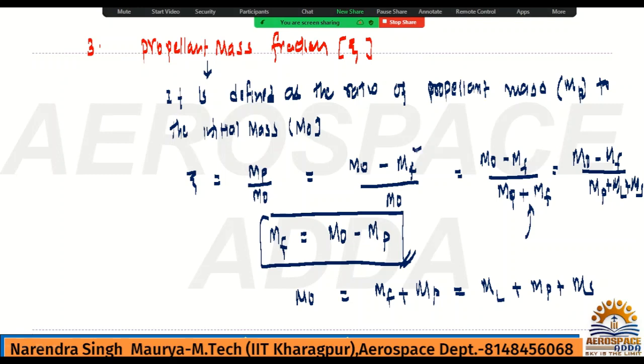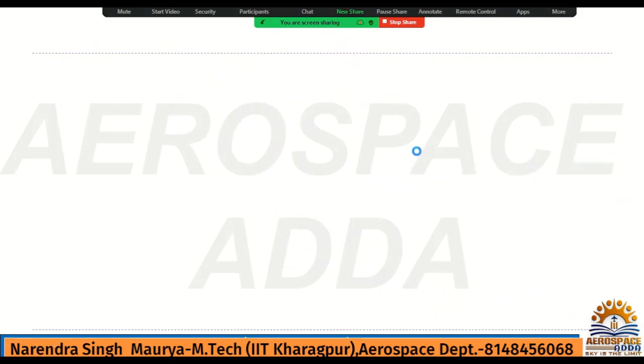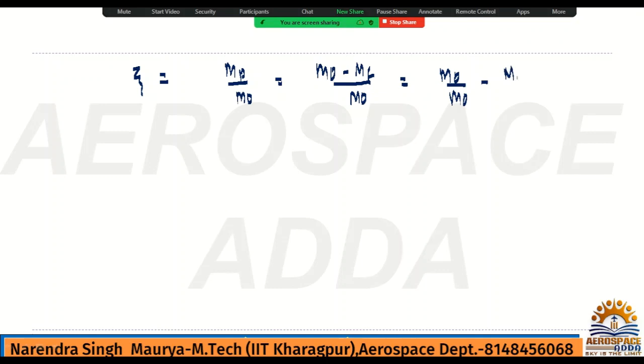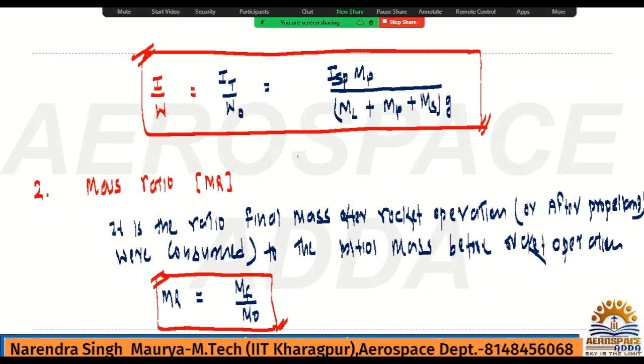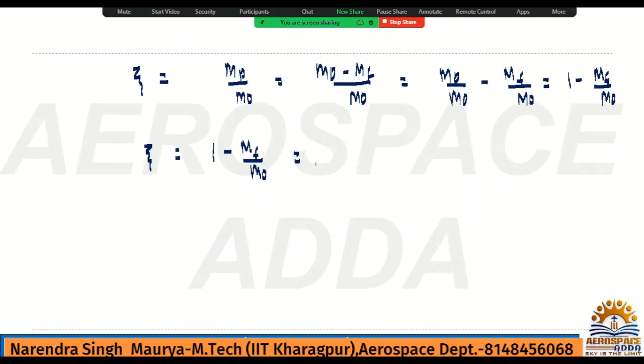Okay, now here only you can break again. So one more formula you will get. You will have m naught by m naught separately, and if we check, it is nothing but 1 minus mf by m naught. So zeta is nothing but 1 minus final mass by initial mass. Mf by m naught is nothing but mr, which is called mass ratio. So this is 1 minus mr.